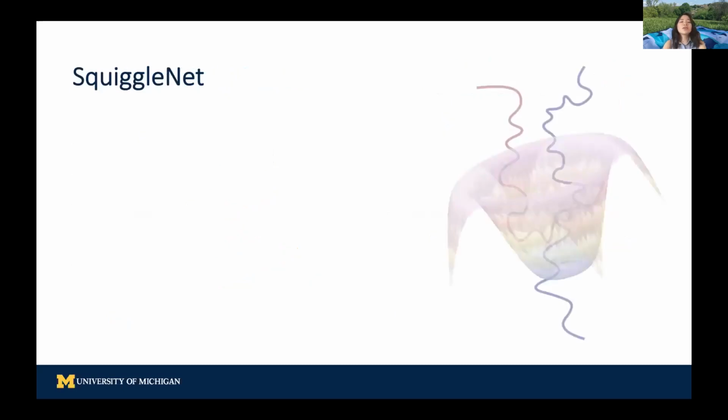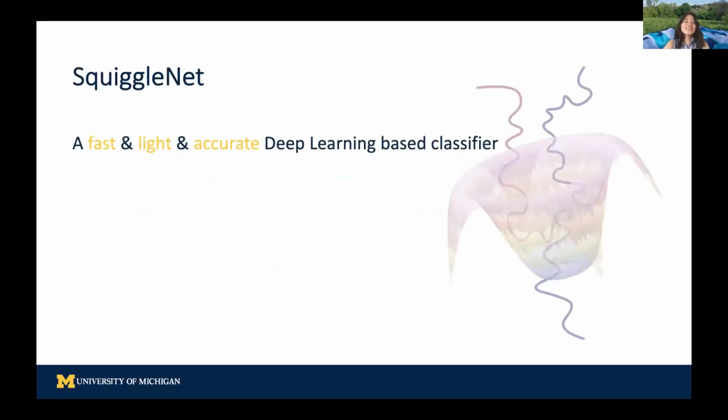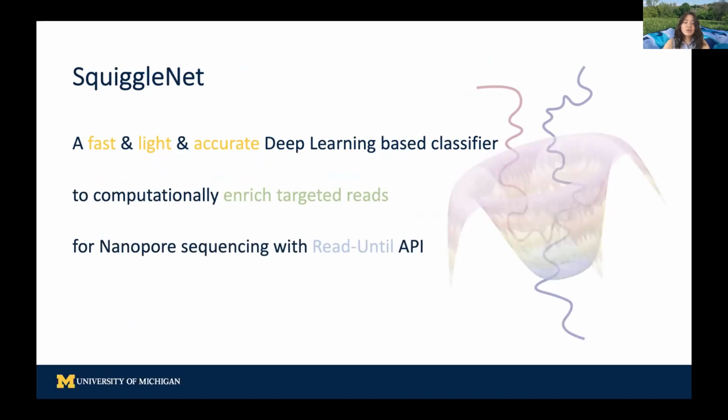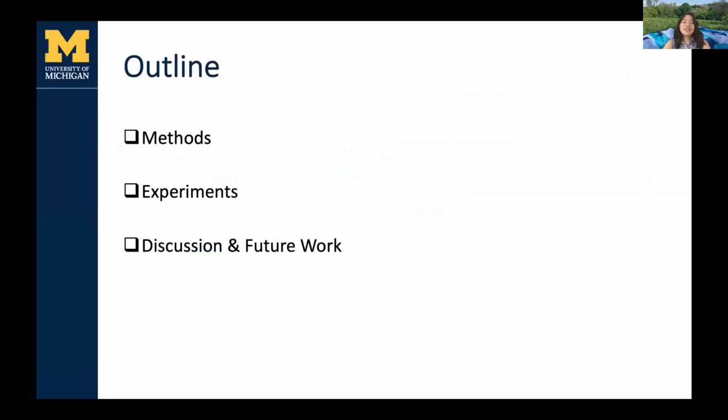Therefore, we propose SquiggleNet. It is a fast, light, accurate deep learning-based classifier to computationally enrich targeted reads for nanopore sequencing with the read-until API in the squiggle space, meaning bypassing the expensive base caller procedure. Here's the outline of today's talk.